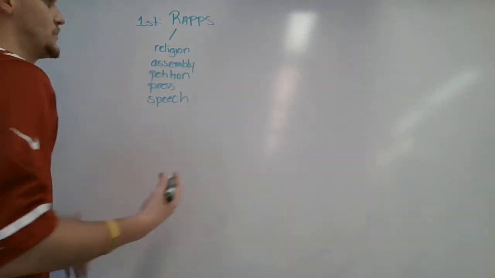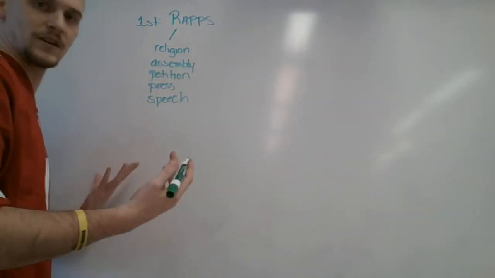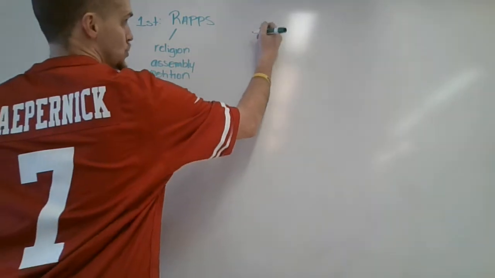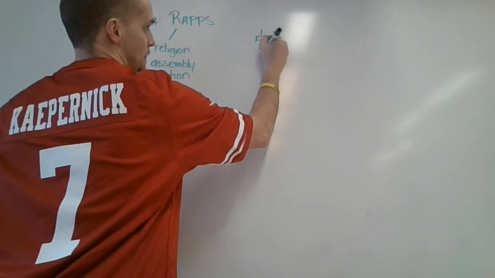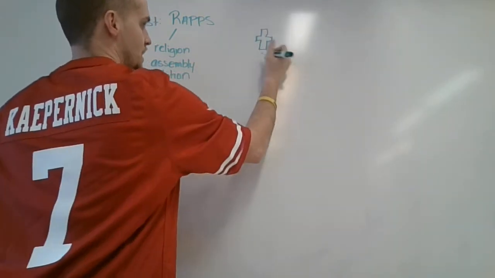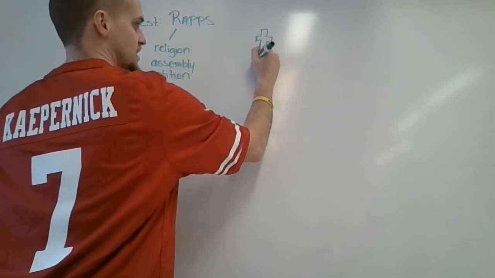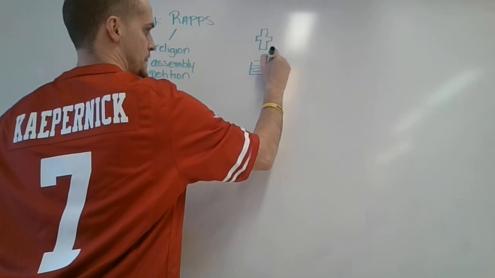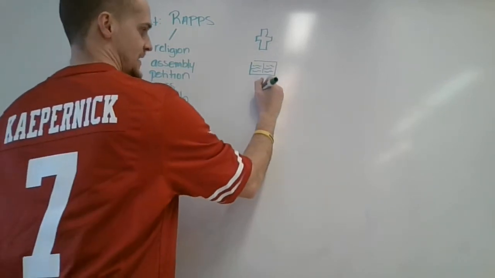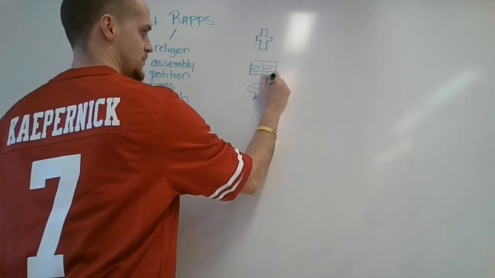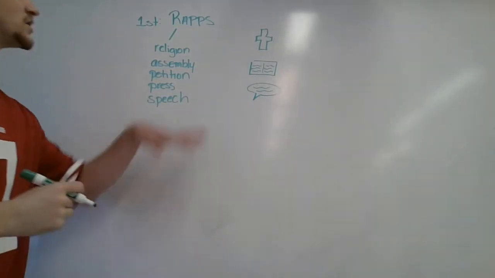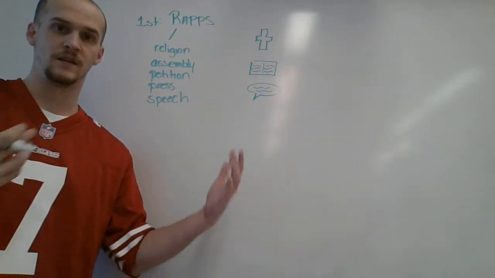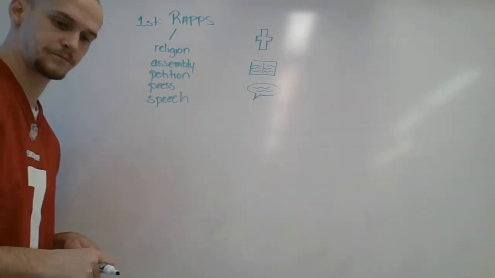And if I were drawing a picture, I would just pick the three that are easiest for me to draw. So I would just do religion, right? Press, the right to publish what you wish, and then speech. You could just do a speech bubble. All right. So that would be my picture for the First Amendment.